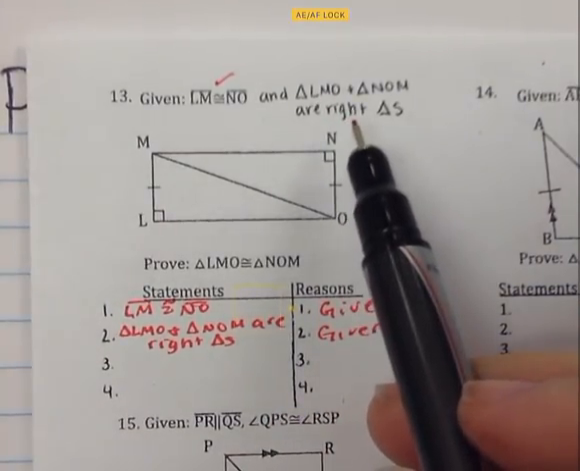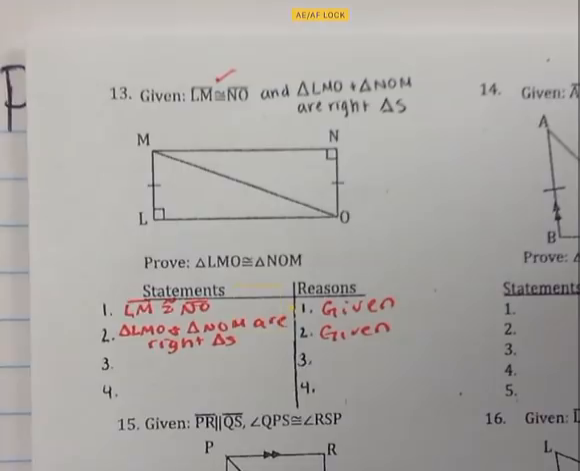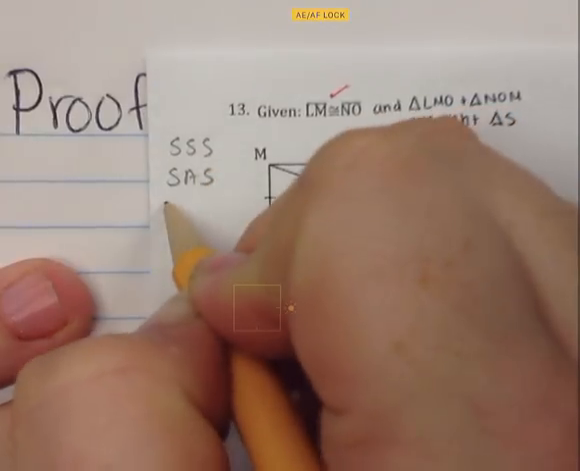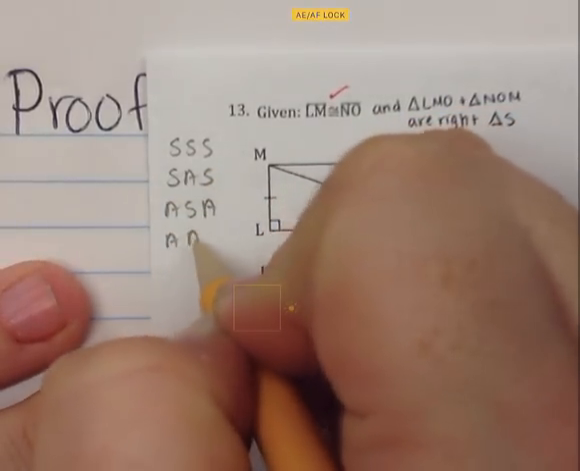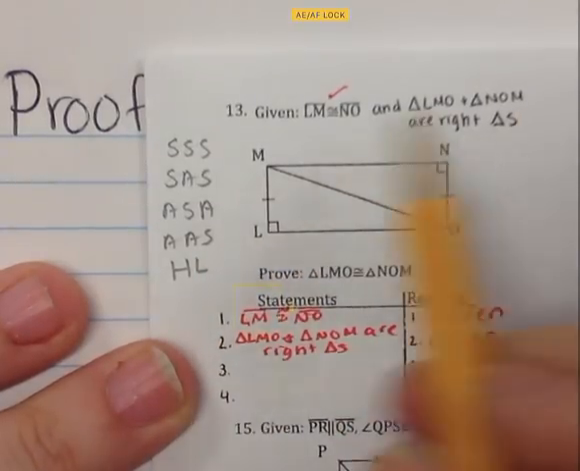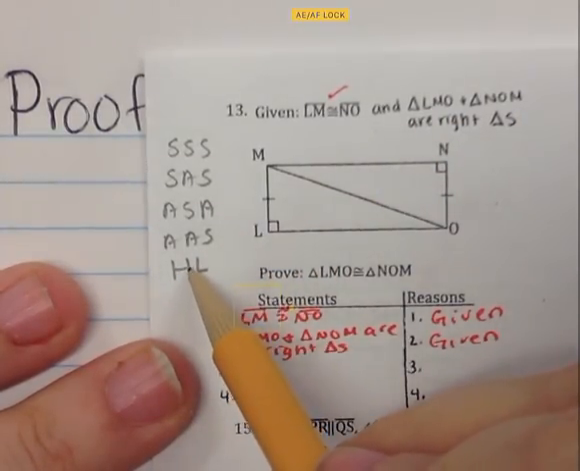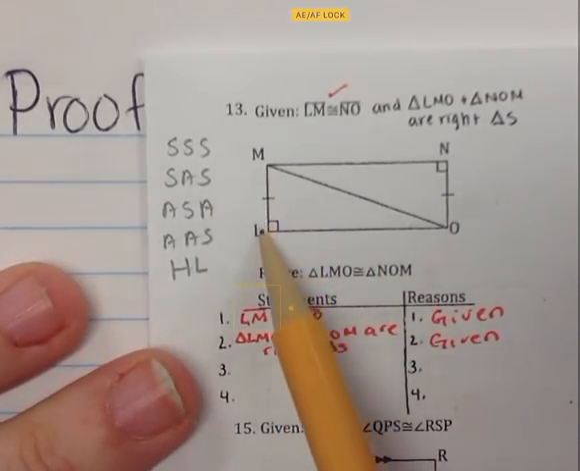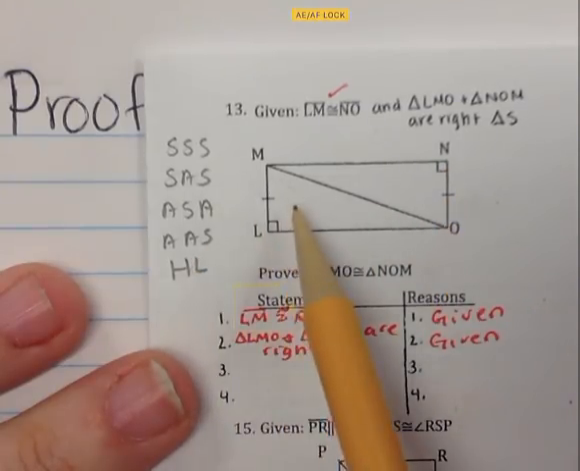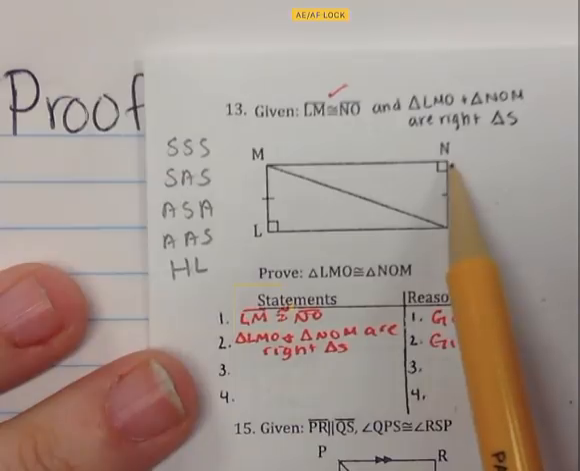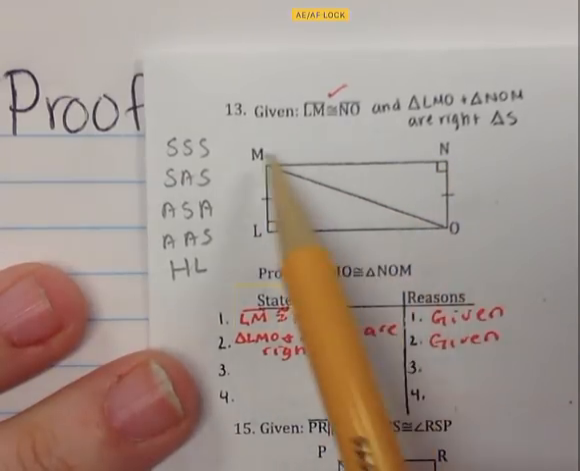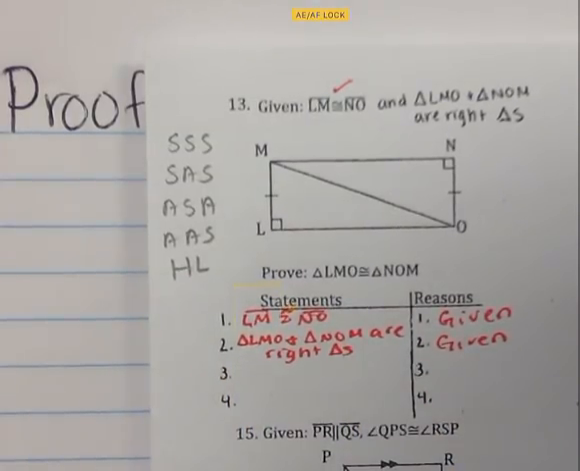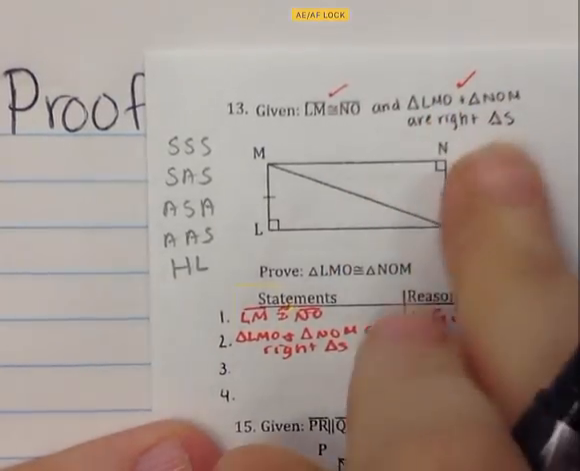Because they're right triangles, when we look back at how to prove triangles congruent, we can look at side-side-side, side-angle-side, angle-side-angle, angle-angle-side, and HL. Right triangles go towards HL, so let's see if we can prove this using HL. We already have that they're right triangles, and we already have the leg of the right triangle. We need the hypotenuse. The hypotenuse would be MO, and in this one, the hypotenuse would also be MO. They're the same sides, so that will probably be HL. This is good. Right triangles, we can finish with that one.